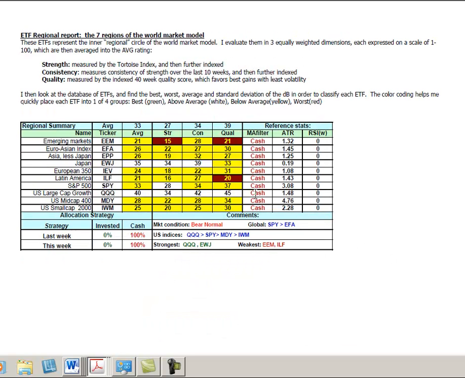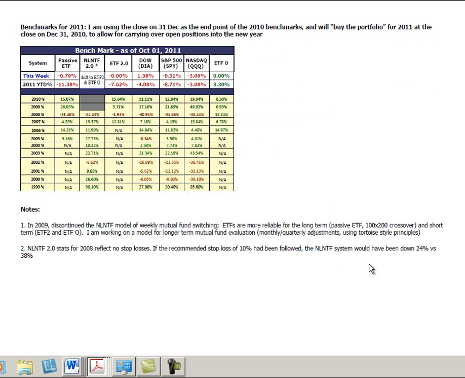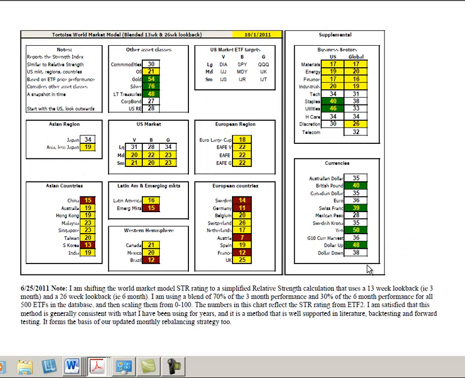ETF2 report is all cash. The two strongest sectors are the NASDAQ and Japan, and the two weakest are emerging markets and Latin America. Inside the U.S., it's the tech. It's better than large caps, better than mid caps, better than small caps.